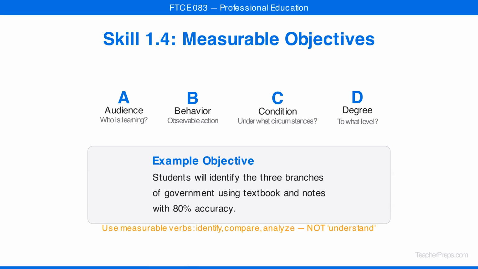Here's an example. Students will identify, meaning that's the behavior, the 3 branches of government. Using their textbook and class notes, that's the condition. With 80% accuracy, that's the degree. Notice the verb is identify, not understand. Understand is not measurable because you can't observe understanding, but you can observe a student identifying, comparing, constructing, or analyzing. Always use observable, measurable verbs from Bloom's taxonomy when writing your objectives.